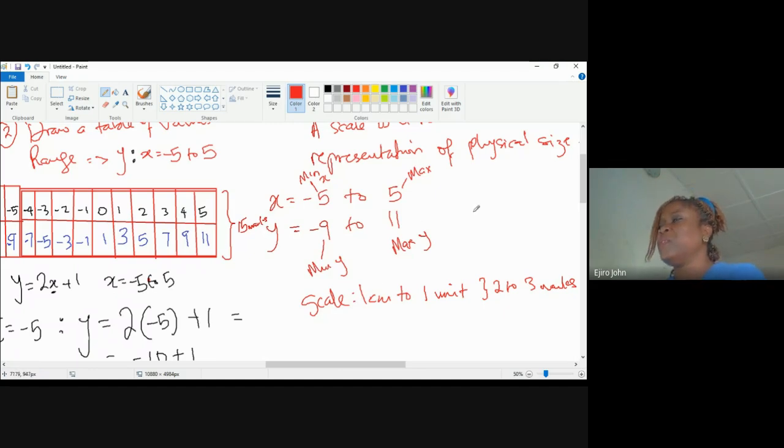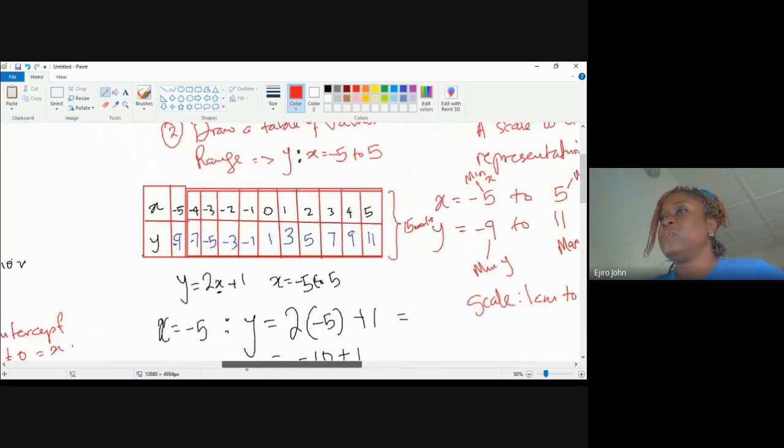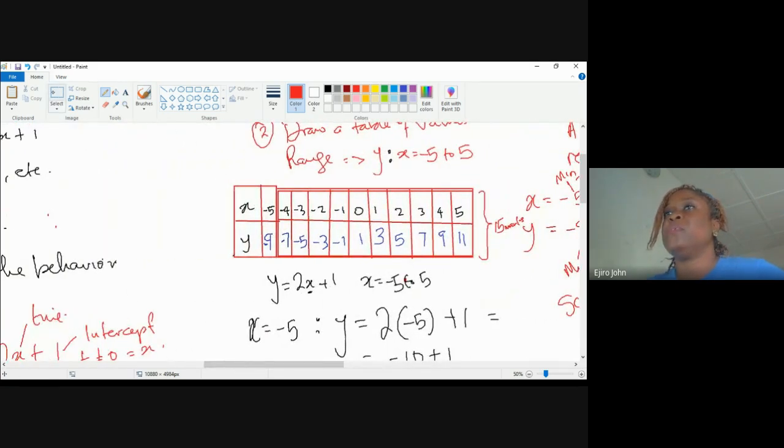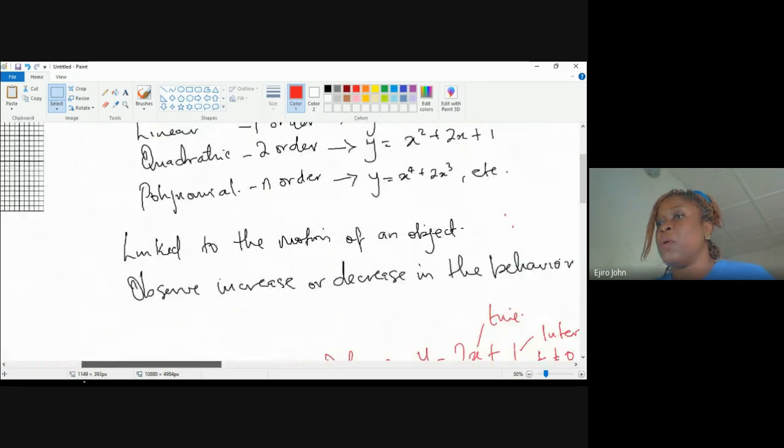So now we have gotten the scale 1 to 1, 1 centimeter to 1 unit. It means I'm not increasing anything, I'm not reducing anything. I'm using the real scale. So now let's go ahead. Let's move this table. I will copy this table because I need to be seeing the table while I am plotting. Copy. I will move to our graph.